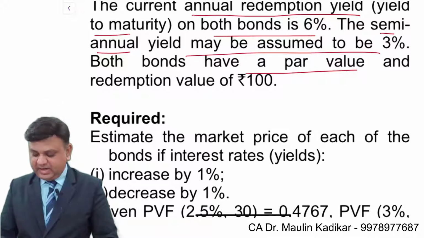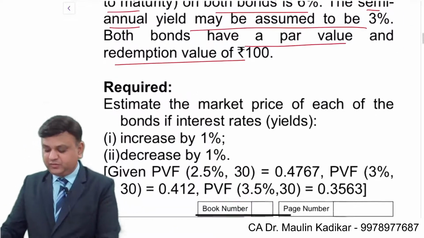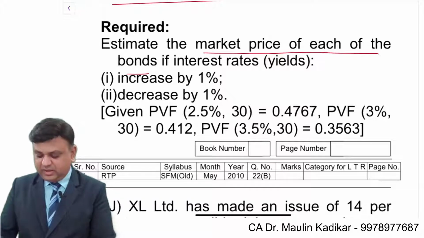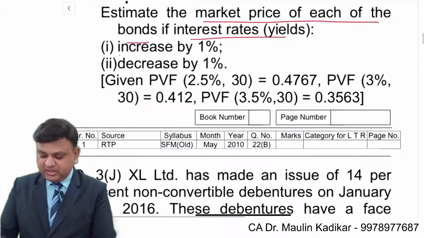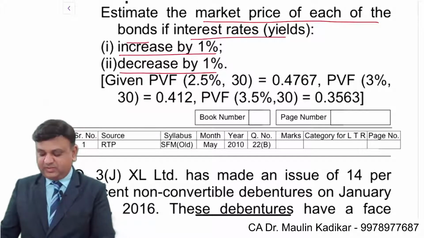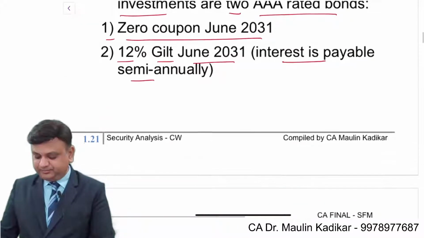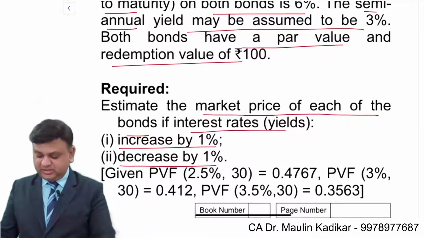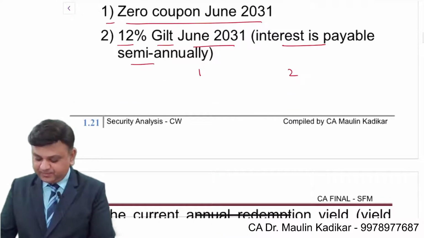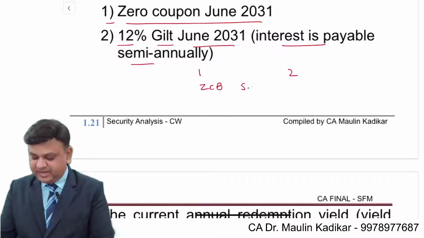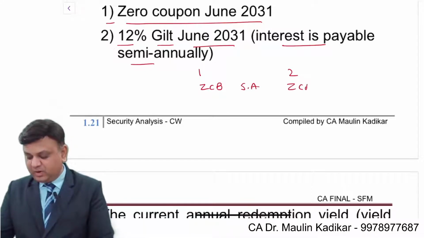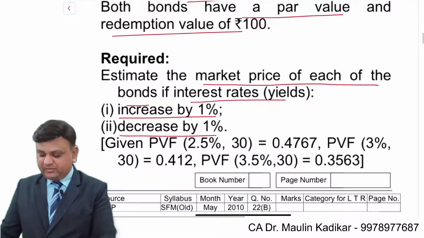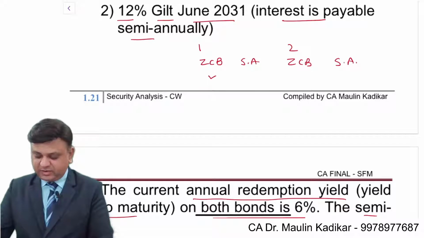Both the bonds have a par value and a redemption value of 100 rupees. So face value and the redemption value is the same, 100 rupees. You are required to estimate the market price of each of the bonds if the interest yield increases by 1% and decreases by 1%. So we are required to do answers 1 and 2. In 1 there is an increase and in 2 there is a decrease. In 1, it is required for the zero coupon bond and semi-annual. In 2, again zero coupon bond and semi-annual. So a total of 4 calculations are required from the given information. I want all of you to give me the answer for this first calculation.